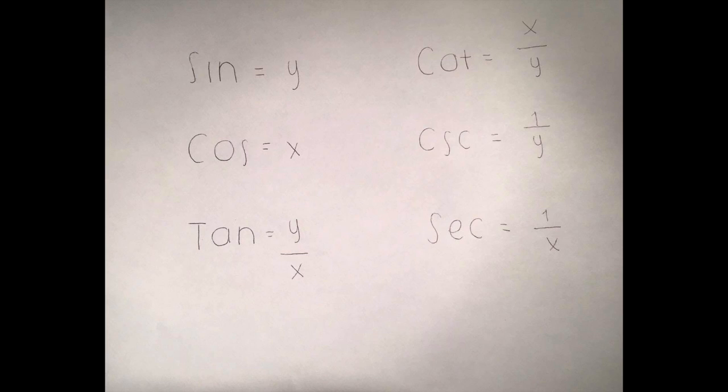Now, there are 6 different trigonometric functions. The first is the sine. It equals the y, the cosine equals the x, the tangent equals y over x, the cotangent will be x over y, the cosecant will be 1 over y, and the secant will be 1 over x.